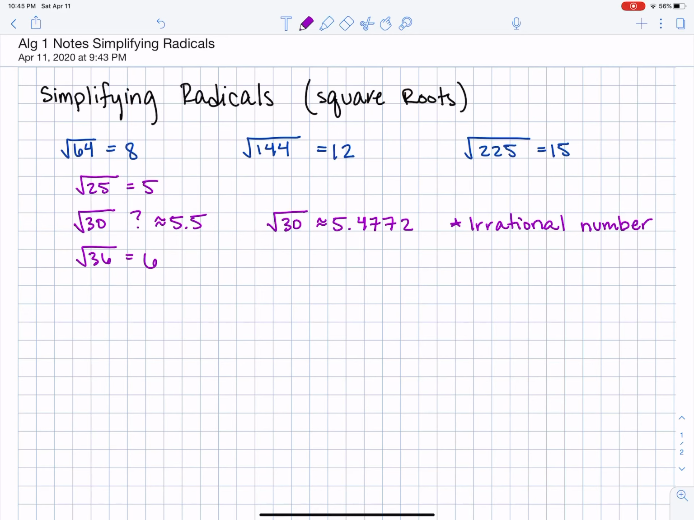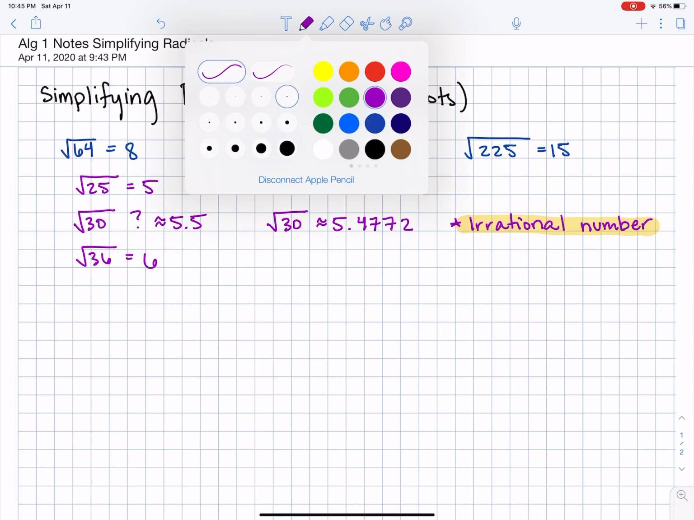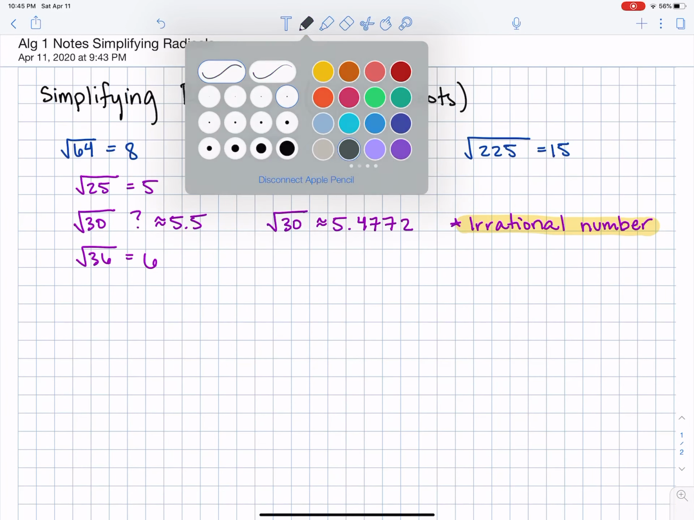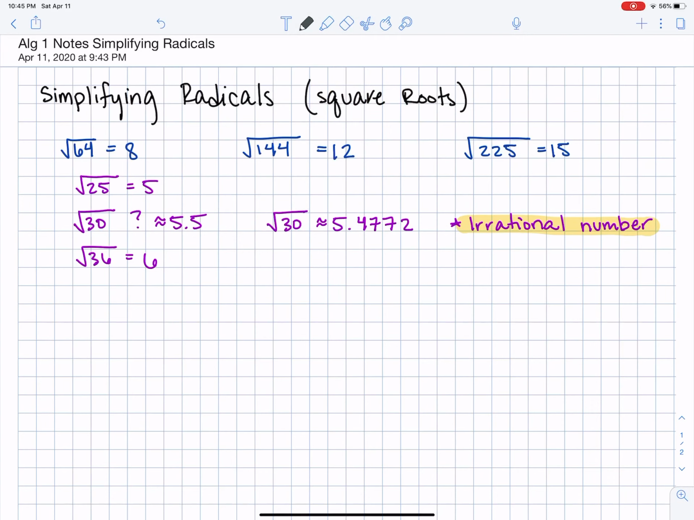But we don't really want to work with these irrational numbers. We don't want an approximation. What we would like is an exact answer. So exact answers, and how we write them is that we write them a little bit differently.